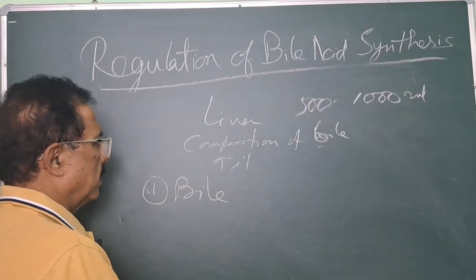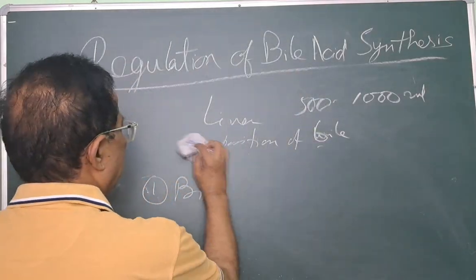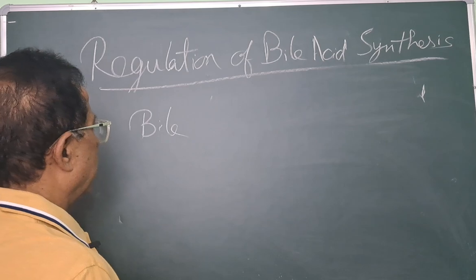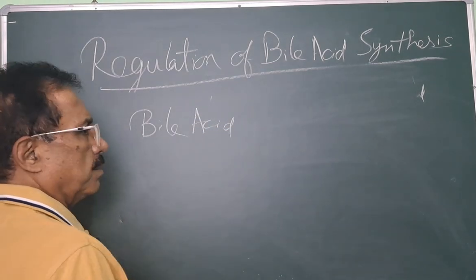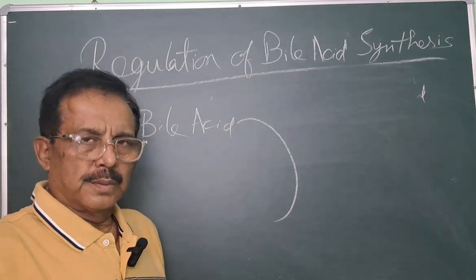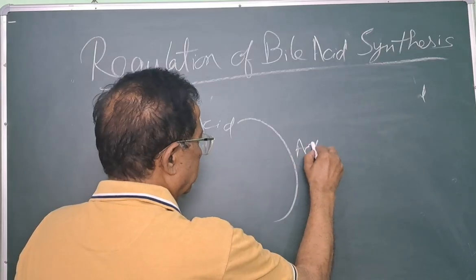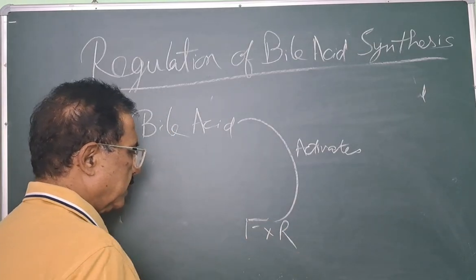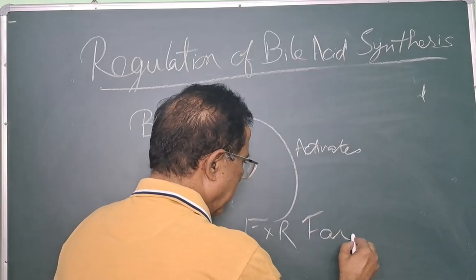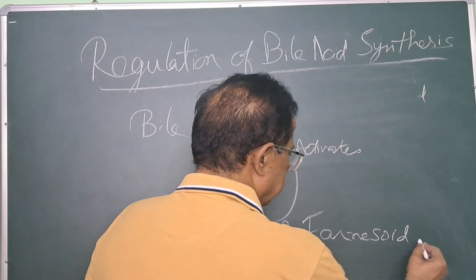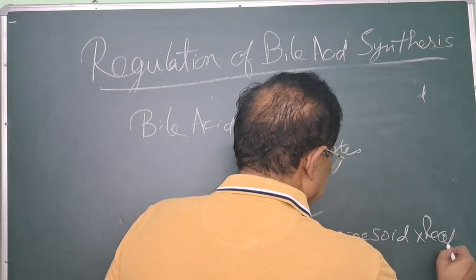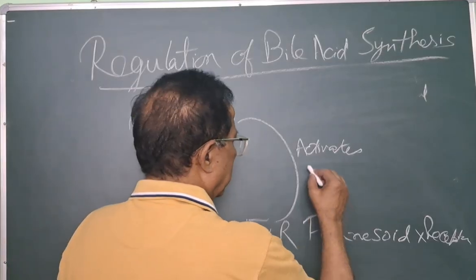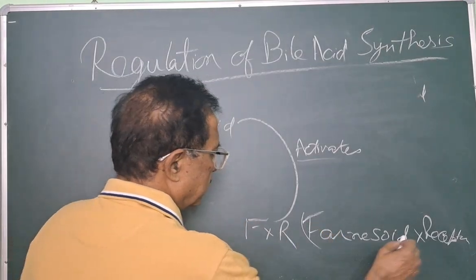When bile acid amount increases, it activates FXR, that is farnesoid X receptor, in the liver.